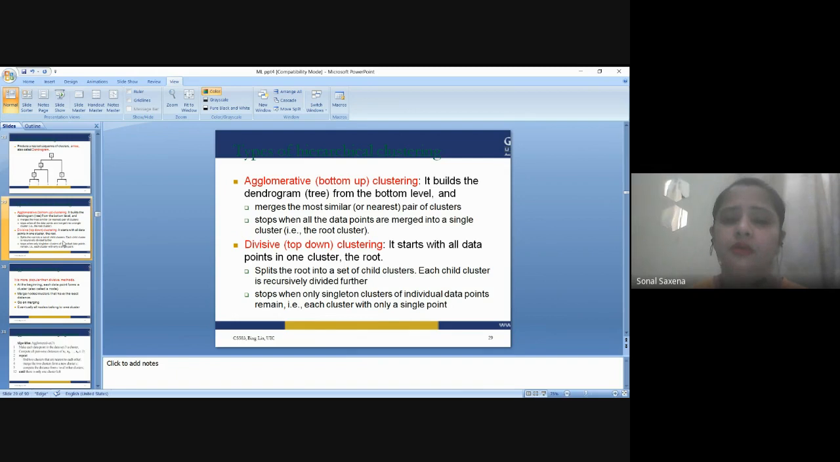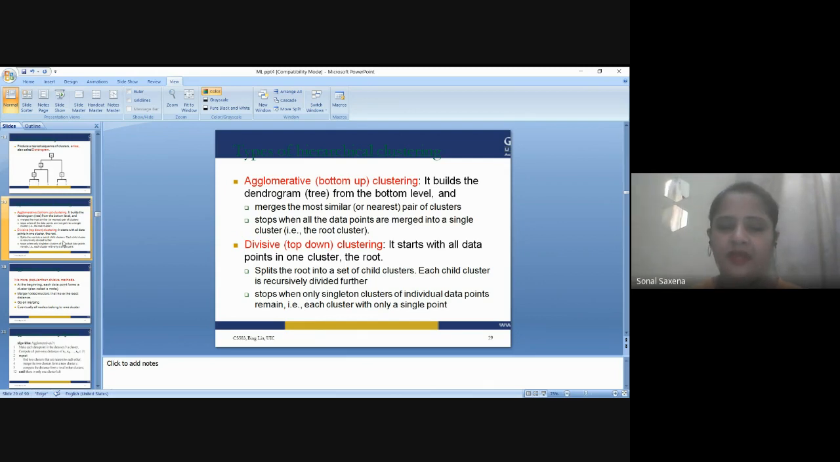Here we have named them agglomerative for bottom-up clustering and divisive for top-down clustering. Let us quickly understand what agglomerative clustering is. Basically, it builds the dendrogram from the bottom level. Obviously, if you are using the bottom-up approach, you always begin from the terminal level. And what does it do? It merges the most similar or nearest pair of clusters. Let's say it is starting from 10 data points.